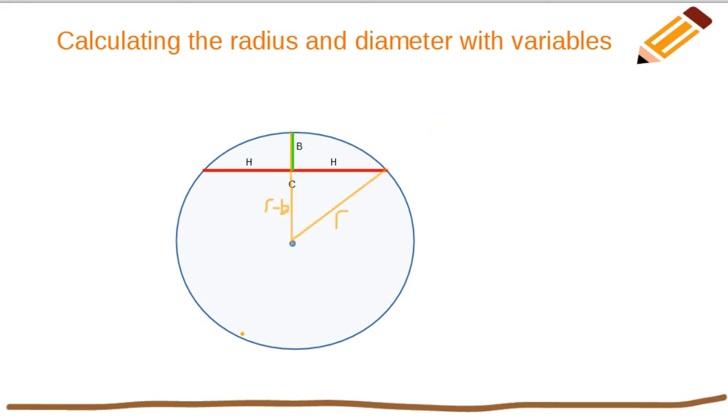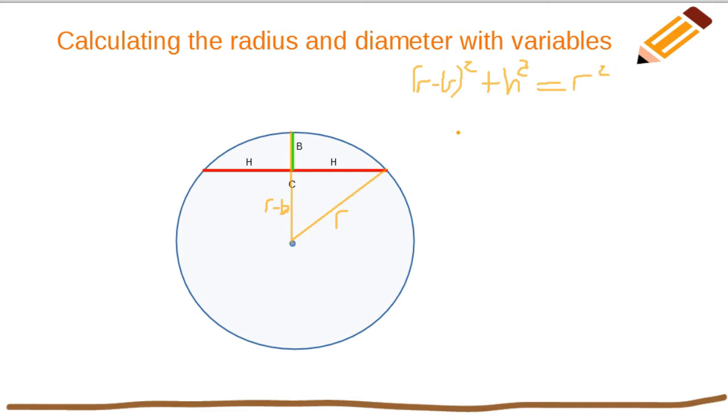Okay guys, we're going to be putting everything that's here into the Pythagoras theorem. So we're going to start all the way up here just to make sure we have enough space. We're going to go (r minus b) squared plus h squared equals r squared.